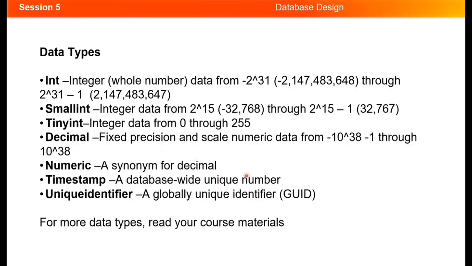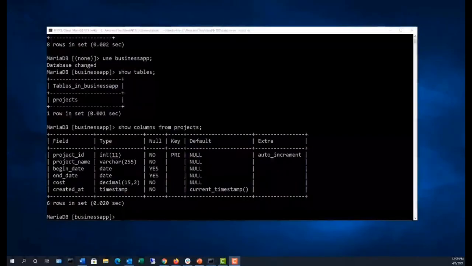A timestamp. We saw an example of a timestamp, and a unique identifier, sometimes called a GUID, is also a different data type. We also saw date as a data type, but for more data types, please consult your learning materials.